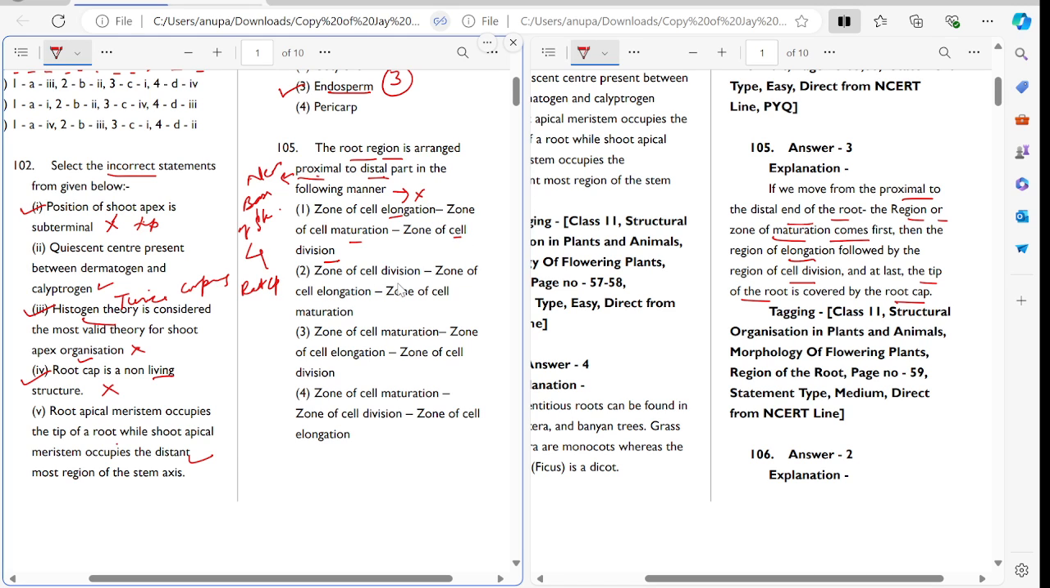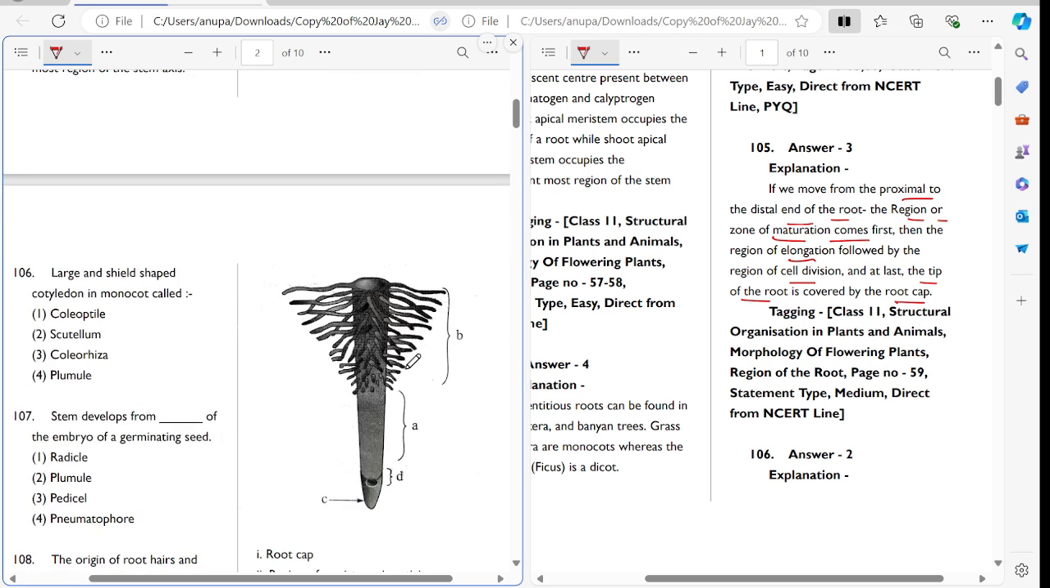Second is zone of cell division. This is also wrong. Here, zone of cell maturation, this is right. Then zone of elongation, this is also right. And then zone of cell division. So the correct answer for this question will be option 3.